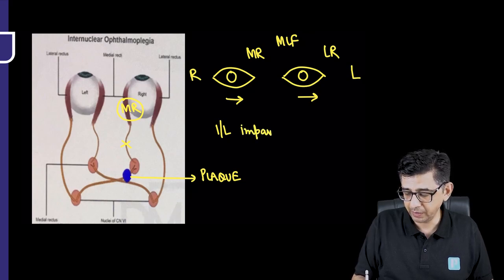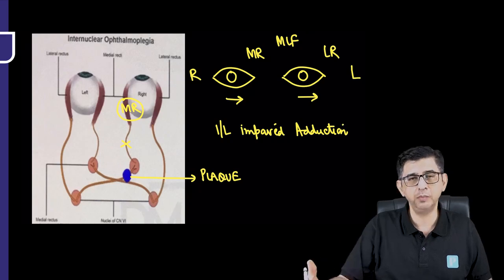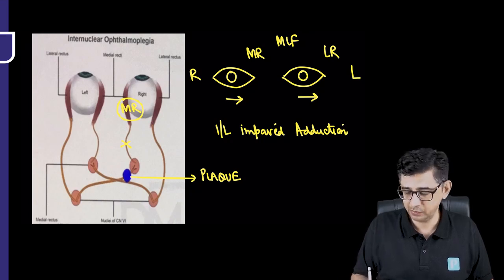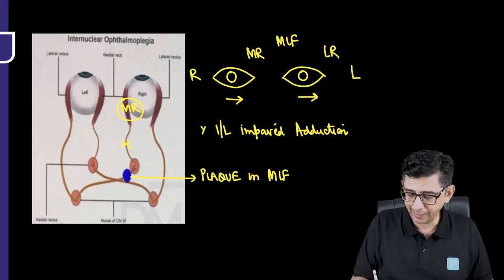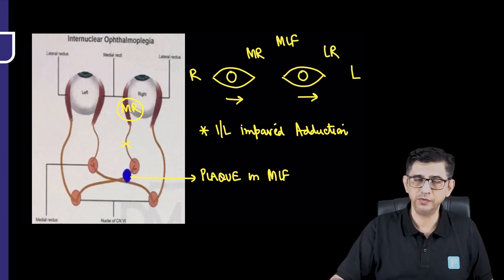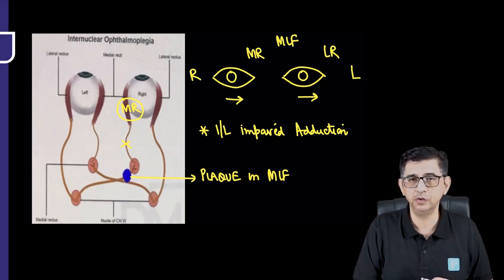The main message is, on whichever side the plaque is present, on that particular side, there is going to be an ipsilateral impaired adduction. You see, in the central nervous system, all the game is whether manifestation will be occurring ipsilaterally or whether it will be occurring contralaterally. So what you can see here is, on whichever side the plaque is present in the medial longitudinal fasciculus, on that particular side, there is going to be an ipsilateral impaired adduction. As far as the opposite eye is concerned, everything looks fine, because on the opposite side there is no lesion.